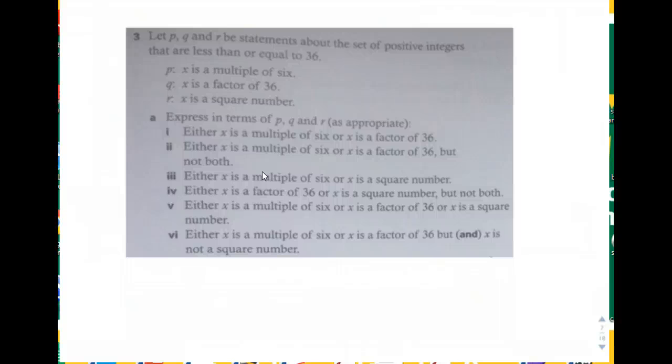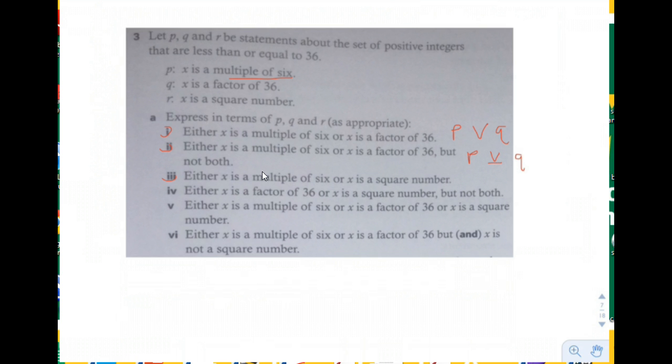Okay, number 1. Either X is a multiple of 6 or X is a factor of 36. So multiple of 6, that's statement P, or X is a factor of 36, which is statement Q. So it's either one, so we'll put or. Number 2. Either X is a multiple of 6 or X is a factor of 36, but not both. So that's the same thing as before, except now it's exclusive or because it can't be both.